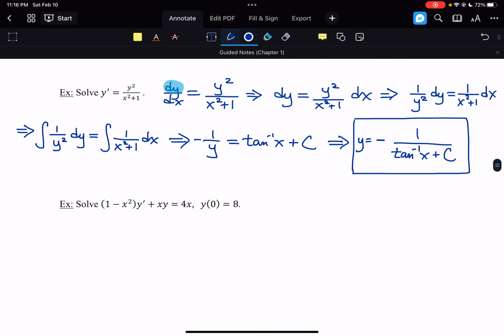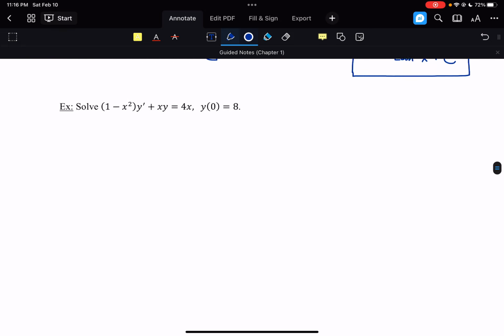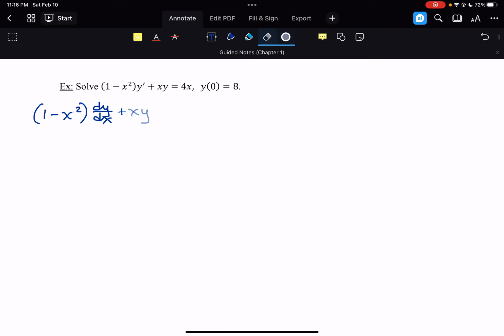So if we look at this next example here, solve 1 minus x squared times y prime plus xy equals 4x with the initial condition y of 0 equals 8. Let's go ahead and set this up with that standard Leibniz notation. That'll help us with separable in particular. Actually, let's move this other term over. I'm going to want to get these x's together, so we'll take 4x and subtract off xy.